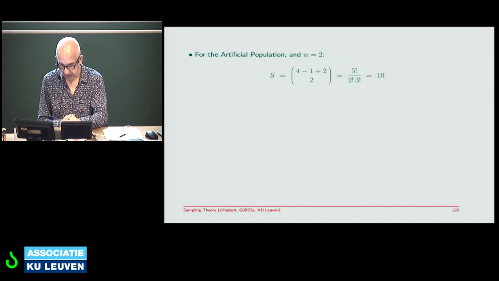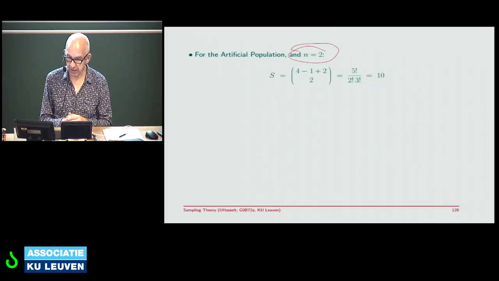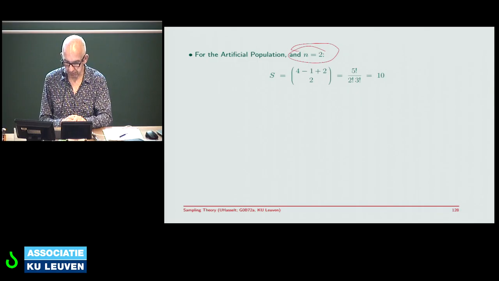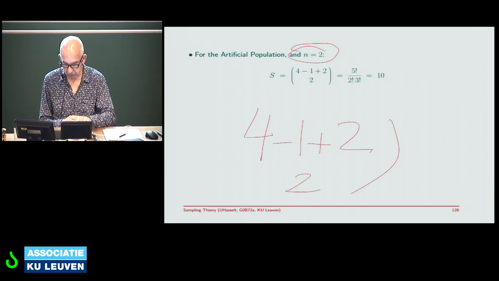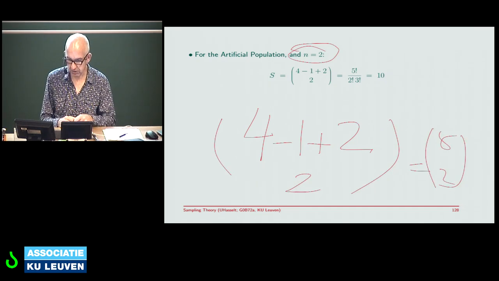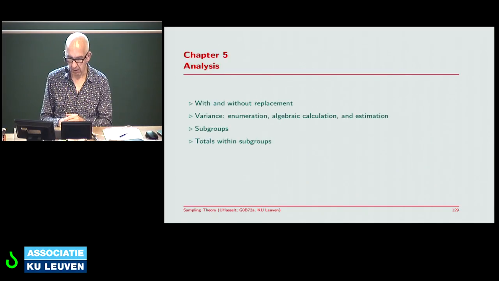So, for example, in the artificial population, if N is equal to 4 and n is equal to 2, the number of samples is N minus 1 plus n, choose 2, which is 4 minus 1, 3, plus 2, is 5, choose 2. Well, 5 choose 2 is 10, as we find here. Okay, and that brings us to the end of chapter 4.